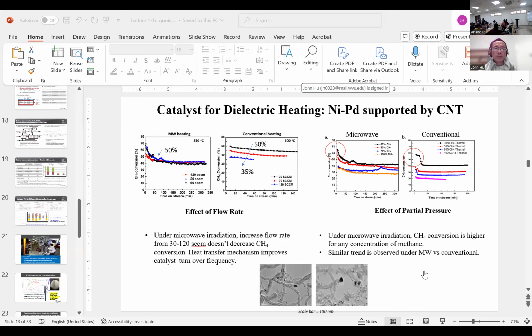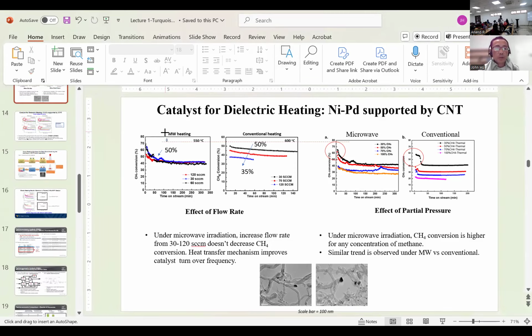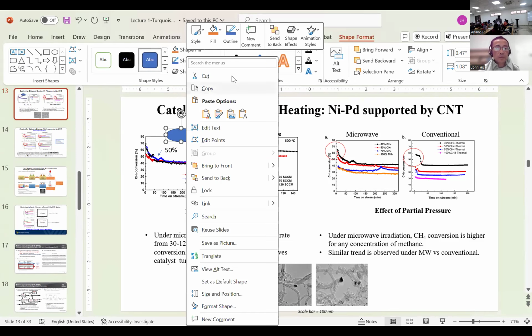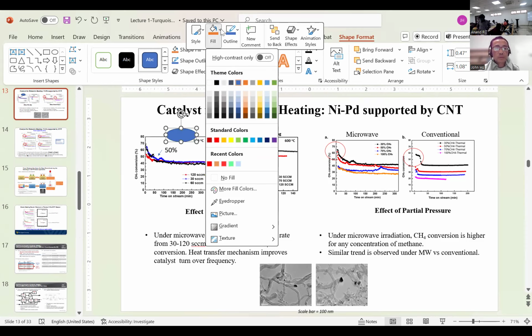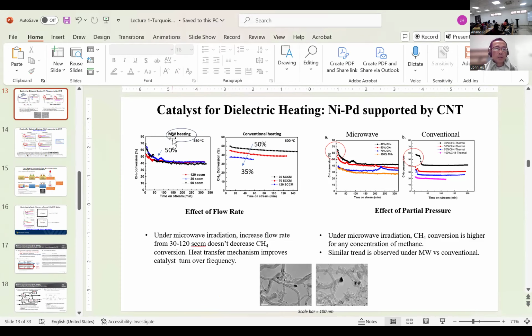So if you look at the diagram, I only tell you the conclusion, because it's very difficult to interpret in great detail without spending a lot of time. So this graph shows MW means the microwave heating. If you look at here, let's circle this. So the microwave. Okay, so microwave heating compared with conventional heating.